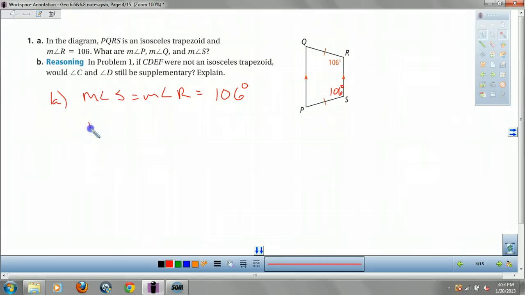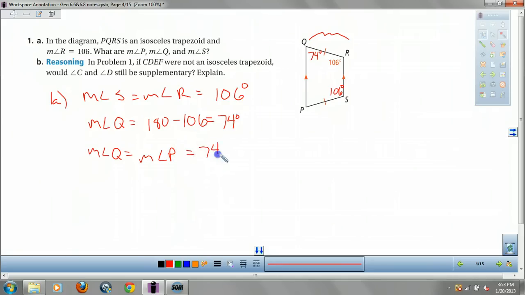Now to find Q, it's going to be equal to 180 minus 106 because these add up to 180. They're same side interior angles. If parallel lines are crossed by a transversal, same side interior angles add up to 180. And the measure of angle Q equals the measure of angle P, which equals 74 degrees. Okay, that's 1A.